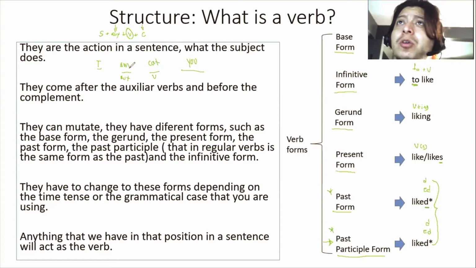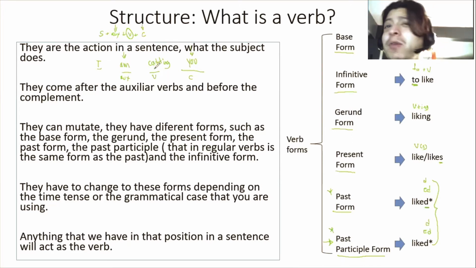But whatever you have in this position, after the auxiliary and before the complement, this is going to be the verb. In the case of continuous forms, you need to use ing: catting. I'm not really sure what it means. Maybe it doesn't mean anything. Maybe in one specific place they have a meaning for it, they use it.